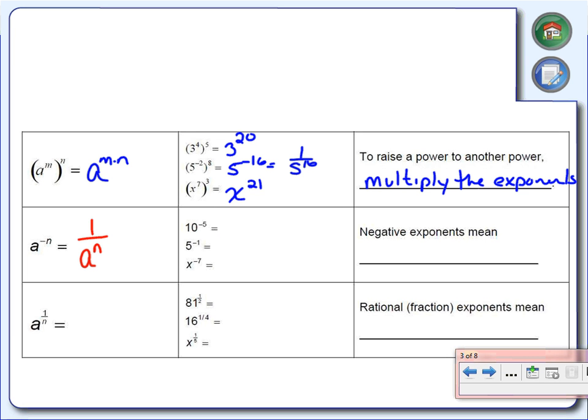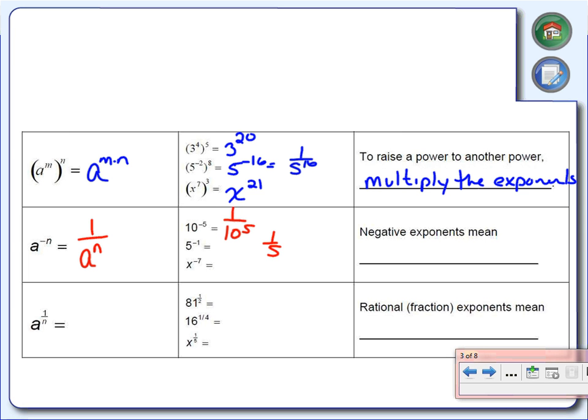So if we look at the examples that they've given us, we've got 10 to the negative 5th. In order to have a positive exponent, we would just rewrite it as 1 over 10 to the positive 5th. The next example, 5 to the negative 1. How can I rewrite that so that I end up with a positive exponent? 1 over 5. Is it necessary that I put the 1? No. You could, but it's really not necessary. It's already understood to be there.